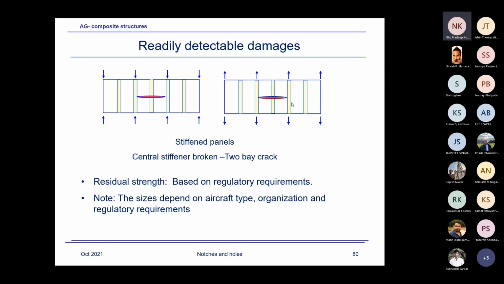Sir, here our aim is to find the residual strength. Yes. And fatigue, by the way, we don't consider fatigue over here for these large cracks. No, we are considering here the static strength. Static only, residual strength requirement.